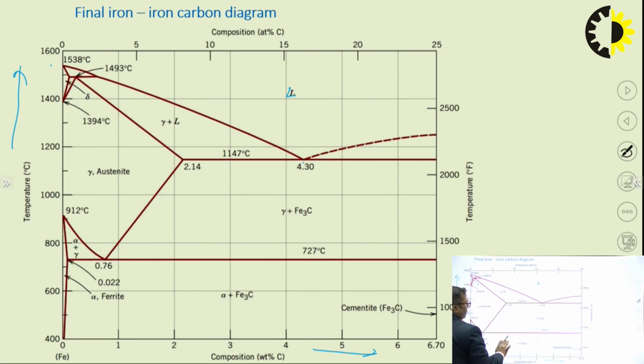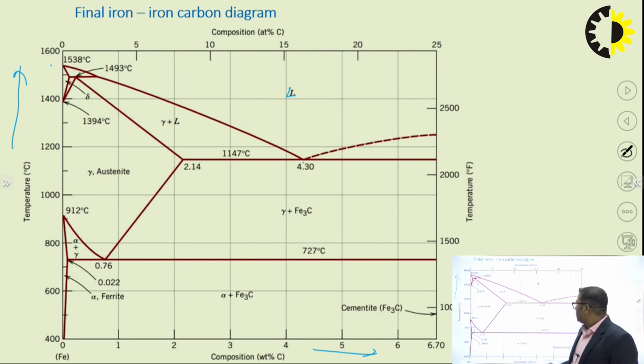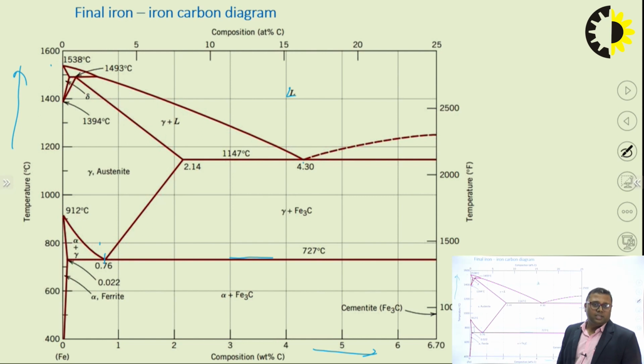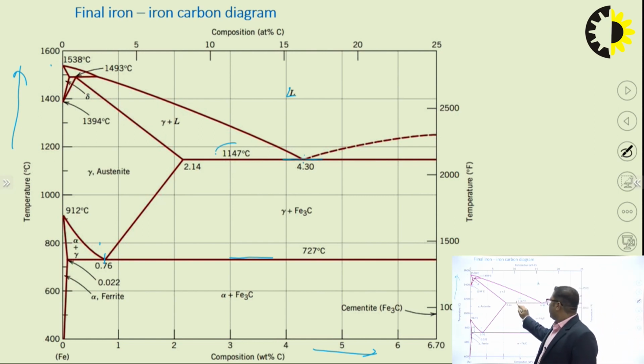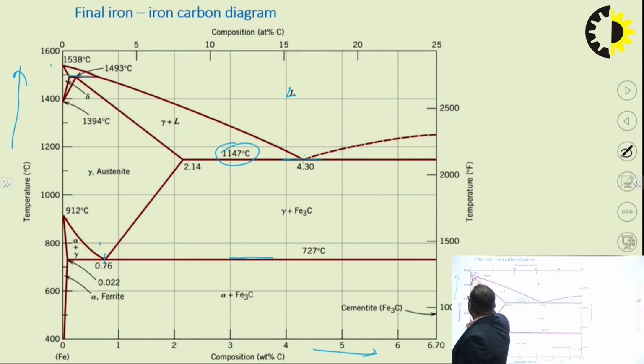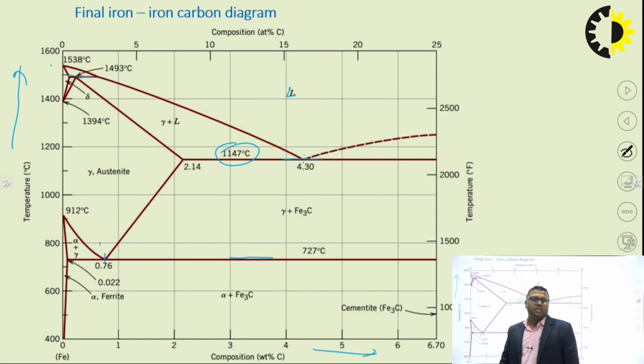You can see here three different horizontal lines, which are very important in order to construct this iron carbon diagram. The first line is this one, and here eutectoid reactions occur. The second line is this line at 1147 degrees centigrade. Here eutectic reactions occur. The third line is 1493 degrees centigrade. Here the peritectic reaction occurs.